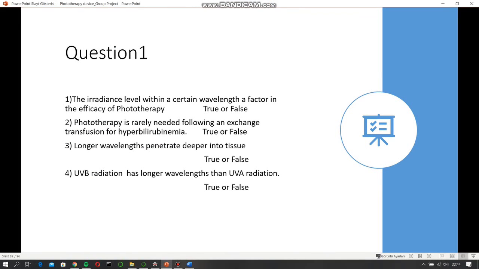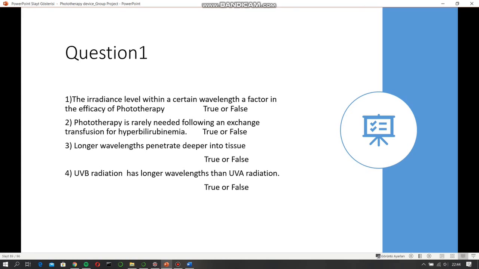Okay guys, we hope that you understand some basic concepts of phototherapy and how it affects the treatments of some skin diseases or something like that. And we have some questions for our concept, and let's start with the true-false questions. The first one is: the irradiance level within a certain wavelength is a factor in the efficiency of phototherapy. Is that true or false?